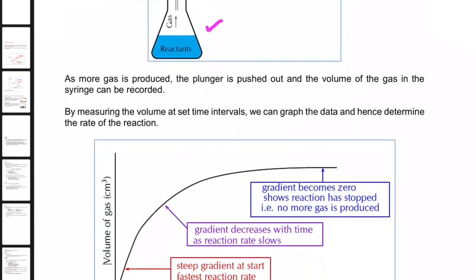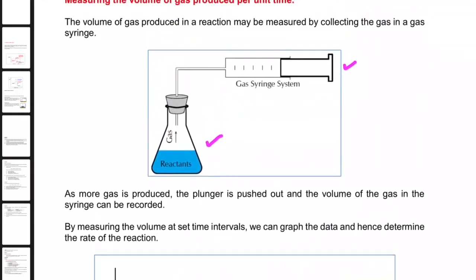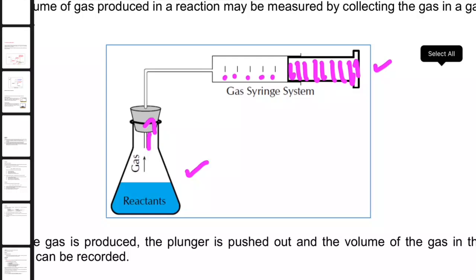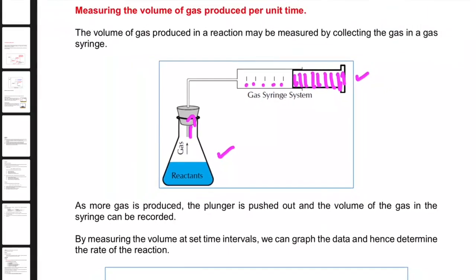This is the graph you would expect after you have measured the gas produced at set time intervals using a gas syringe system. As gas is produced and leaves the conical flask into the gas syringe, this part is going to be pushed out. This is the plunger. And then you can see these lines here. They will allow us to calculate the volume of gas produced. And then with the volume of gas produced and the given time intervals that we know, we can calculate the rate of a reaction.